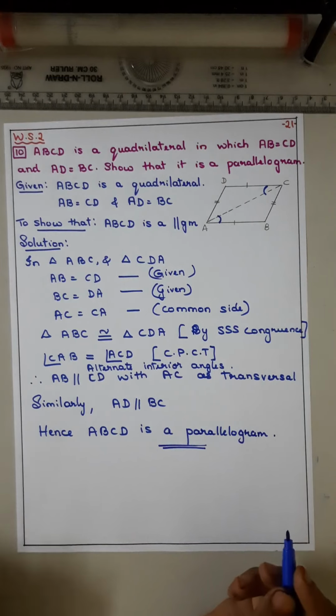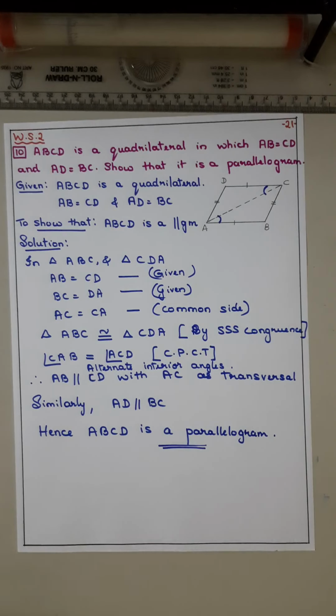Hope you understood. So first draw the diagonal and say both the triangles are congruent. Then say the angles are equal by CPCT, and those angles become the alternate interior angles, and that is why the opposite sides will be parallel. Similarly, the other pair of sides will also be parallel. So that is why that figure becomes a parallelogram.